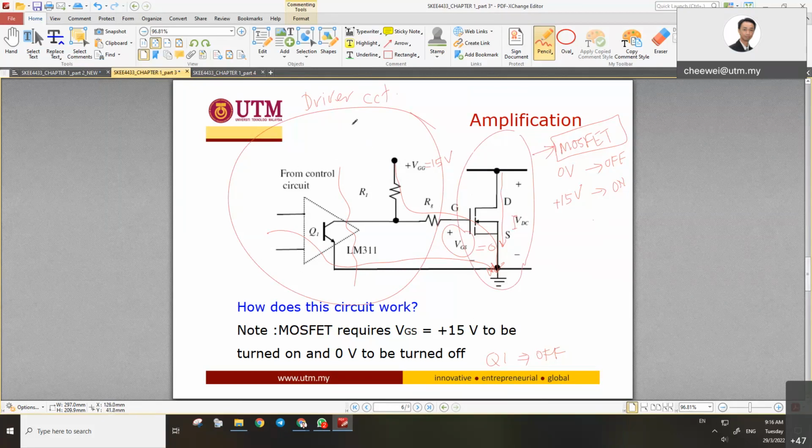And what is this external driver circuit doing? Amplification of the signal voltage. Let's say the signal voltage is 0 to 5 volt, giving you the control. Then the 5 volt is being amplified into 15 volts. In this example, does it do isolation? No, it's only amplification. No isolation, because there's no transformer involved.